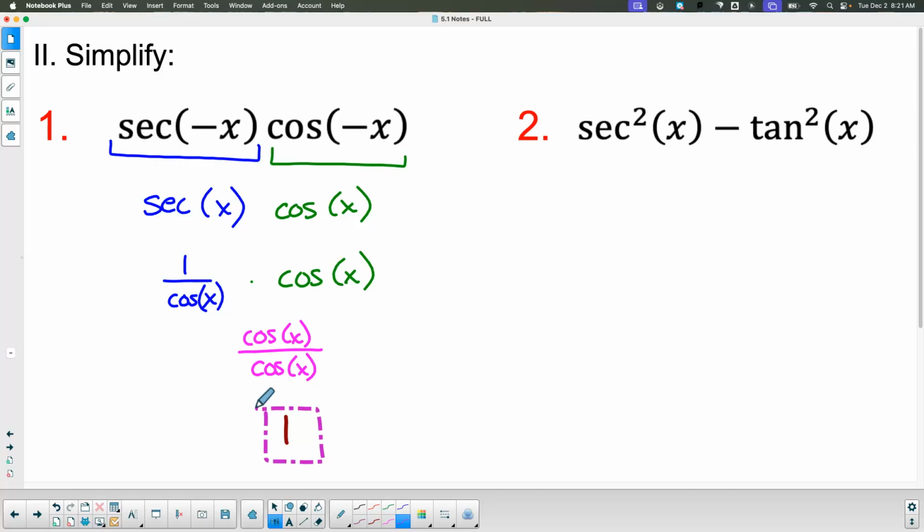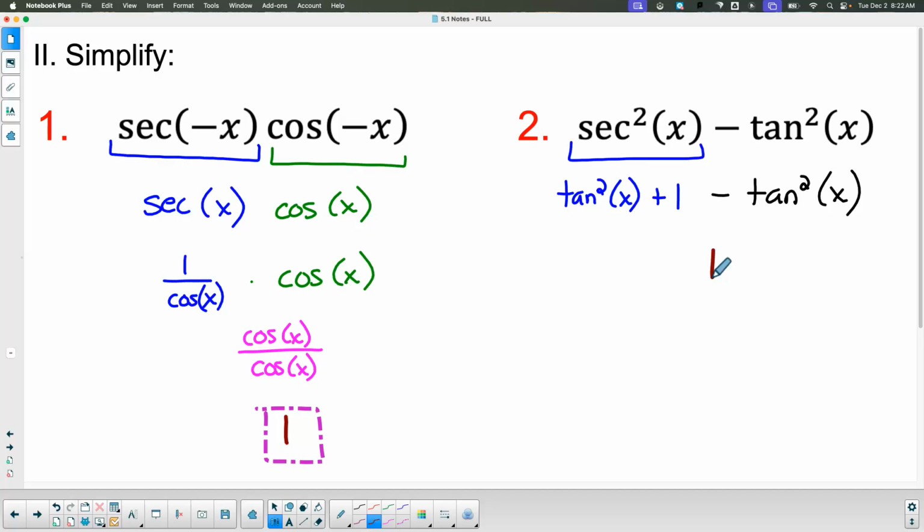Secant squared minus tangent squared. Do we have an identity for either one of those two? We have one for secant squared. Which number? Number 11. So secant squared is equal to tangent squared plus 1. So what does this simplify to be? 1.